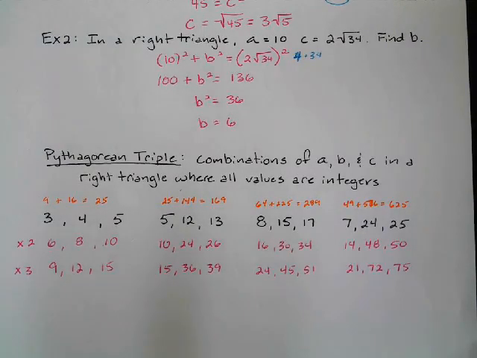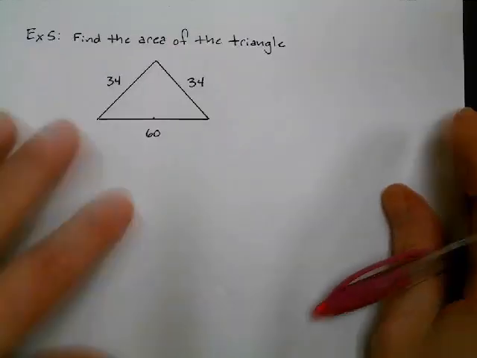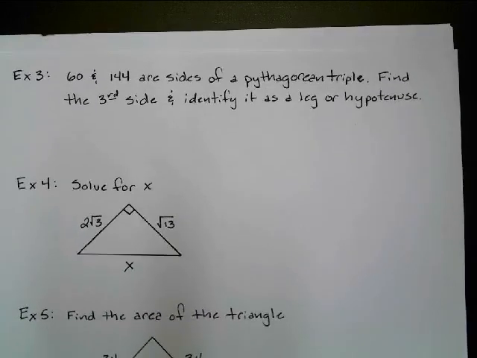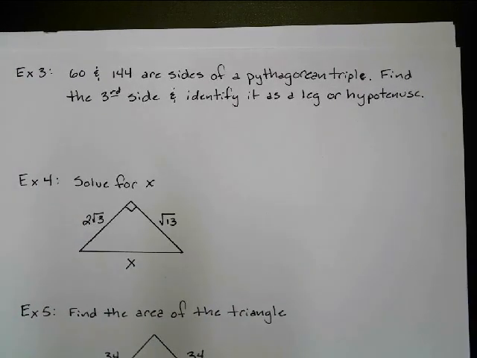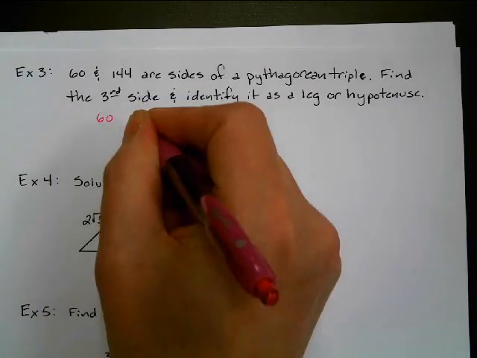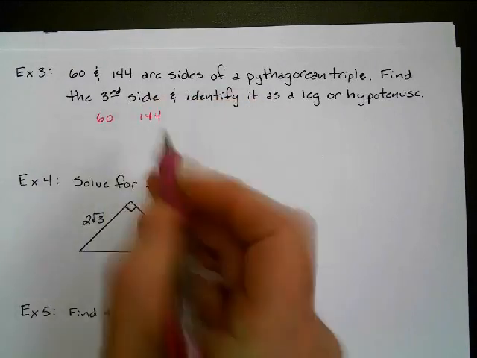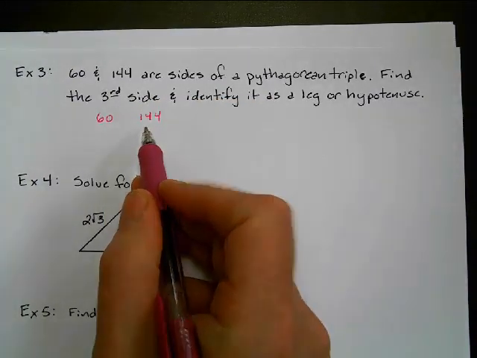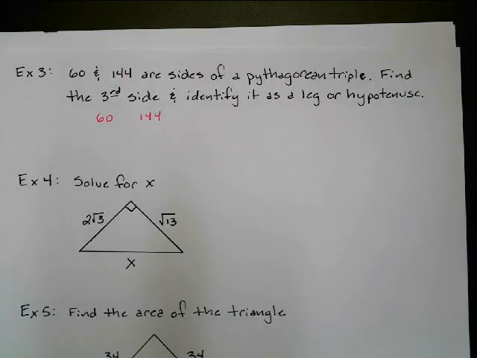All right, so let's practice that. So here I've got example 3. I've got 60 and 144, and they are sides of a Pythagorean triple. So we know there's some kind of triple. Find the third side and identify if the third side's a leg or a hypotenuse. So I've got 60 and 144. I don't know if 144 is the hypotenuse or another leg. So how am I going to use triples to solve this one?